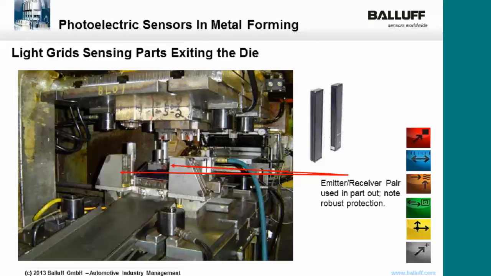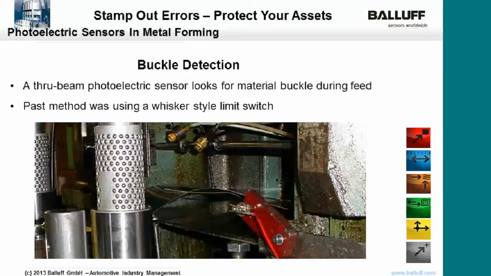Here's a buckle detection application using a through beam photoelectric sensor. So what we're looking for here is if the feed strip buckles at all, the sensor would break the beam because the sensor would be positioned a little bit higher than the strip, so it would pick up the buckle, break the beam, and stop the press.